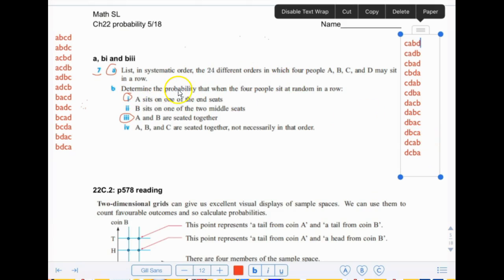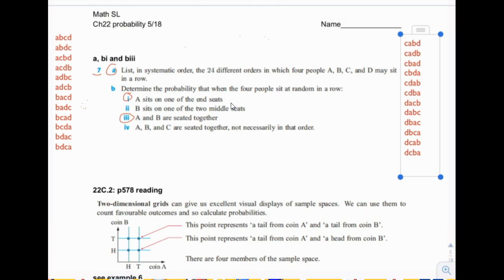Okay, so now I copied the list from the other page because we did this problem before. Now we determine the probability that when 4 people sit at random in a row, A sits on one end of the seat. So all we need to do is look for all the combinations where A is at either the left end or the right end. So here there's 6 where A is at the left end, right? What about the right end? They're not so organized. Well, there's one here, there's one here, that's 2, there's 3, there's 4, there's 5, there's 6. So there's 6 combinations where A is on the right end also. So we'll put 6, and that's divided by 24, which is the total number of combinations. So that would be 1 out of 4.